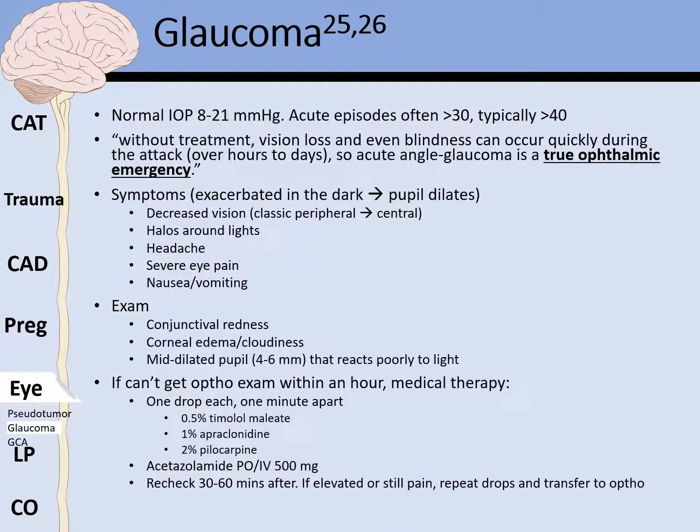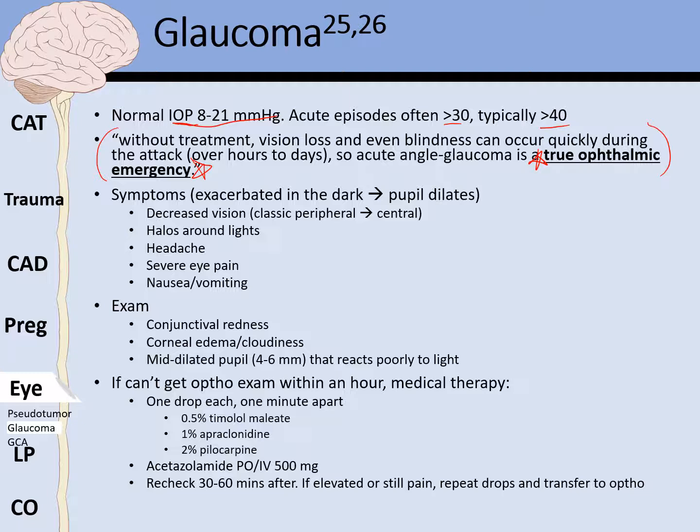Glaucoma tends to be pretty easy to diagnose. There are different devices to measure IOP, but it tends to be a quick bedside exam. Normal IOP is 8 to 21, but acute episodes are often over 30 and typically over 40. If left untreated, it can quickly lead to permanent vision loss and so should be considered an ophthalmologic emergency and treated promptly. Therefore, if you have any concern for this, check the IOP during your eye exam.